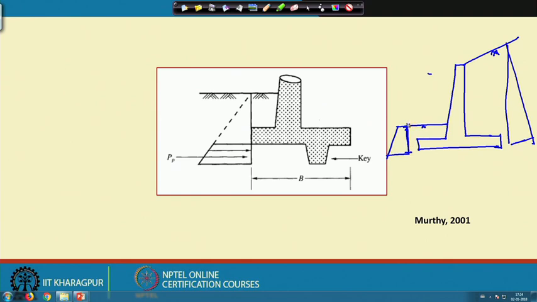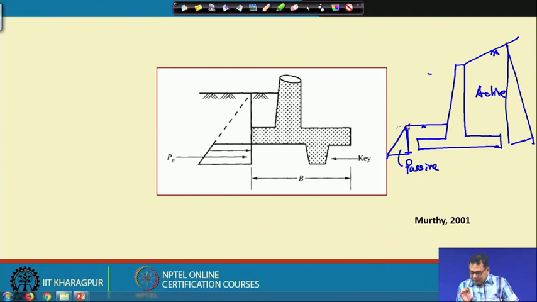If it is sandy soil, then this is the passive pressure that will act, because your wall is moving in this direction. So, this is the active side and this is the passive side, but we are not considering this passive pressure.